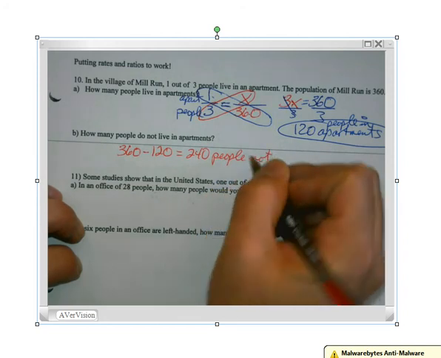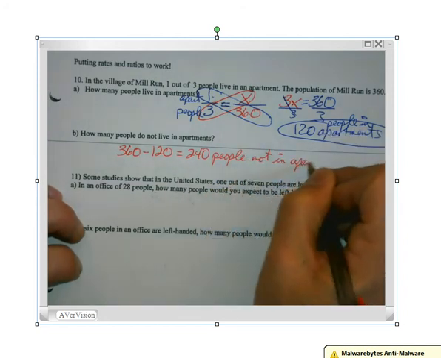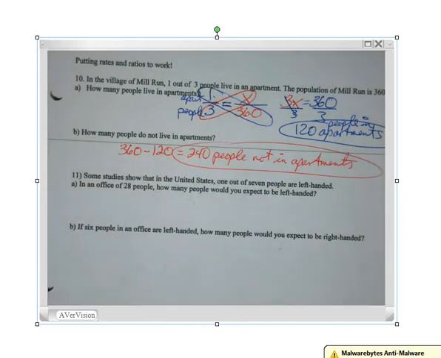Well, but we just care about Mill Run. No, this is just Mill Run. Everywhere else, they get to do their own thing. Okay?